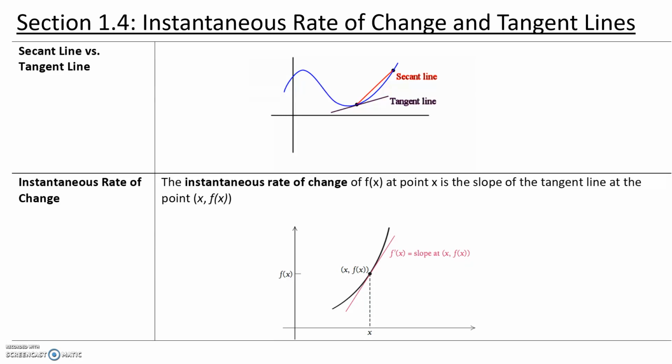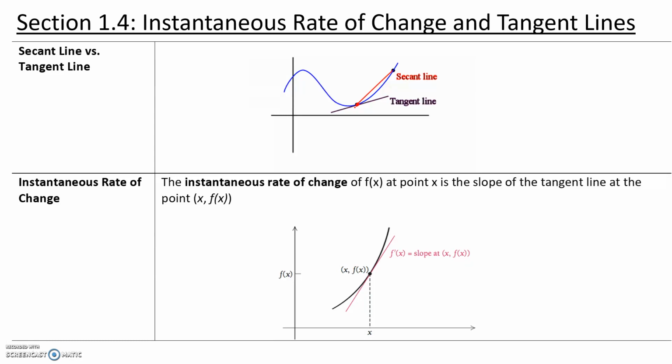A secant line is a line that goes through a graph like this. And in the previous section, what we did was we took the average rate of change between 2 points. On the other hand, a tangent line is a line that just barely touches the graph at a particular point. Okay, let me repeat that. A tangent line is a line that barely touches a graph at a particular point without going through it.